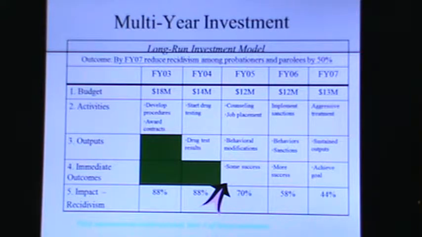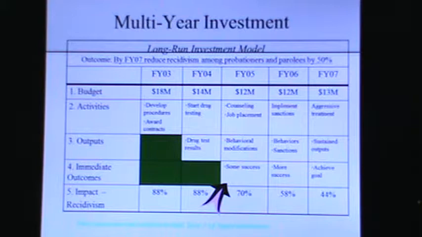So it's a new initiative, right? And so we're starting in 03, we're going to measure 04, 05, 06, and 07. And we're going to set out a budget for each of those years. That's the line that says budget. We're going to do activities starting in fiscal 03. We're going to develop the procedures and award the contracts, but we're not going to have any outputs and any outcomes because we're in the early stages. You can see the baseline level of recidivism is 88%.